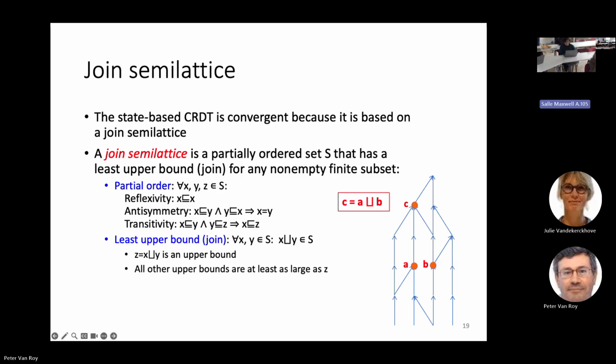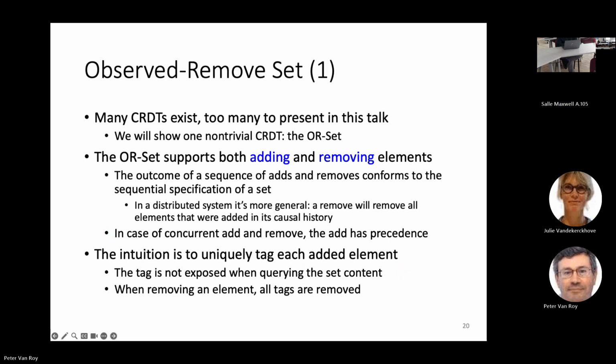Let me now give you an actual example. Many CRDTs exist, and some really, really clever ones. But I will show you one non-trivial one called the observed-remove set. This basically implements a set where you can add and remove elements, and it's distributed, fault-tolerant. So you do a sequence of adds and removes. It's like a sequential set, but in the distributed system, it's a little bit more general because of distribution. If you do a remove, you will only remove the ones that were added in the causal history. That's because it's distributed. And if you do concurrent add and remove, the add has precedence.